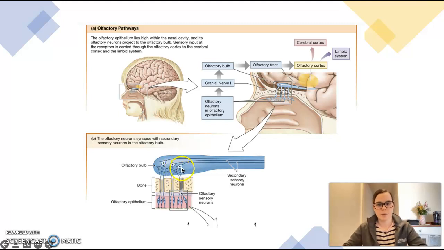Once they synapse in the olfactory bulb, our secondary sensory neurons take these signals down the olfactory tract into the olfactory cortex, and then those go to the cerebral cortex and also the limbic system. That is where we have our perception of what we just smelled. What's important to know is that the cranial nerve we use for the olfactory pathway is cranial nerve number 1.